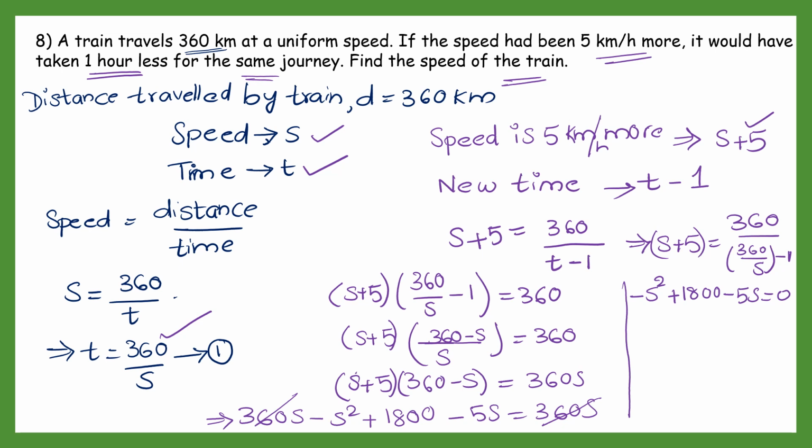If you write in the order of powers of S, you will get minus S square minus 5S plus 1800 is equal to 0. This is the quadratic equation you get. Now we can solve this equation and find the value of S. They are asking to find the speed of the train. So if you find S, we will find the speed of the train.